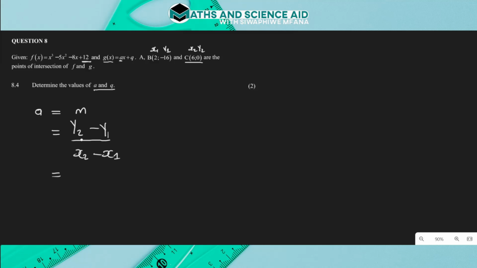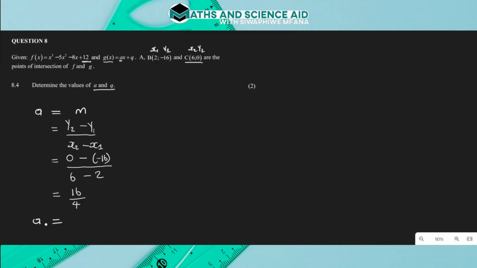So if we do that, then y2 here is going to be equal to 0, while y1 is going to be equal to negative 16. And then x2 is going to be 6, while x1 is 2. So this means that you are going to have 16 over 4. And therefore, this means that A is going to be equal to 4.